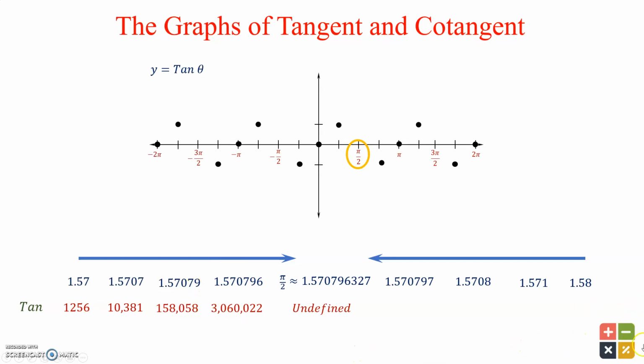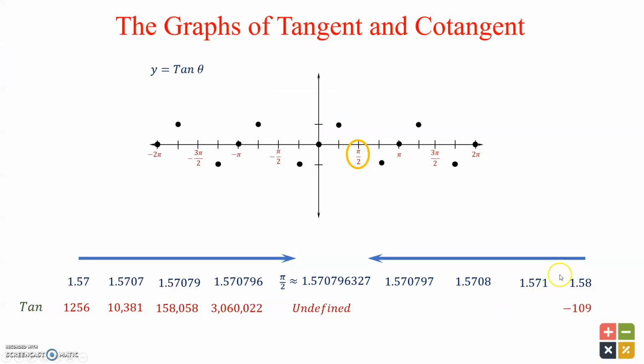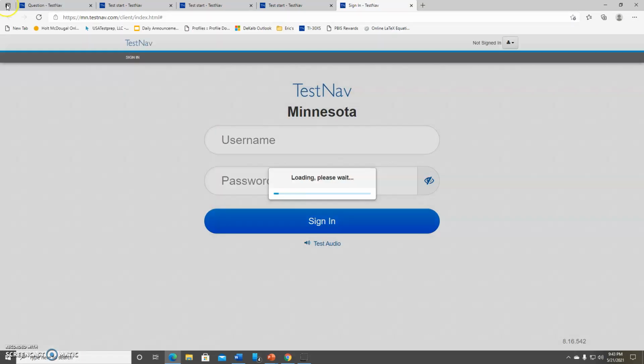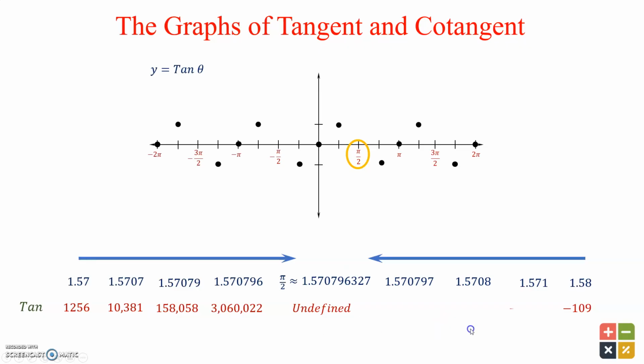If I did the same thing with 1.58, let's see what we get. Tangent of 1.58 is about negative 109. If I found the tangent of 1.571, it's about negative 4,910. Very large in magnitude, but negative, so getting small really quick. The same thing is going to happen with these other two values: extremely small, very fast.